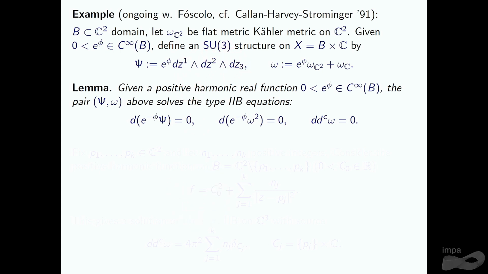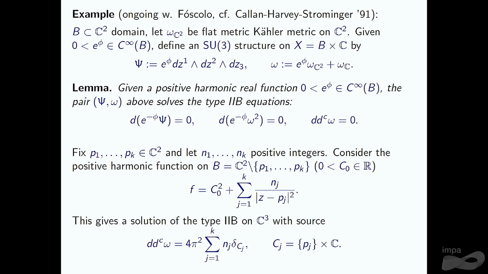It should be compared with the so-called heterotic string solitons by Callan, Harvey, and Strominger. So you start with a domain in C2, you take the flat metric on C2, and you take a positive function. Then you define an SU3 structure on the product of B cross C by the following formula. So you rescale the holomorphic volume form, the canonical one, and then you take this Hermitian product, which is e to the phi, the metric on C2, plus the flat metric on the C. Then one can check that if the function e to the phi is harmonic, then this is actually a solution of the type 2B equations on B cross C. Okay, a very simple solution, which is very much inspired by this paper by Callan, Harvey, and Strominger.